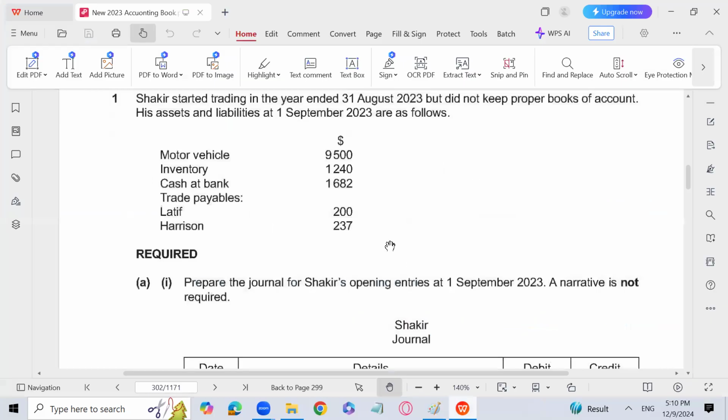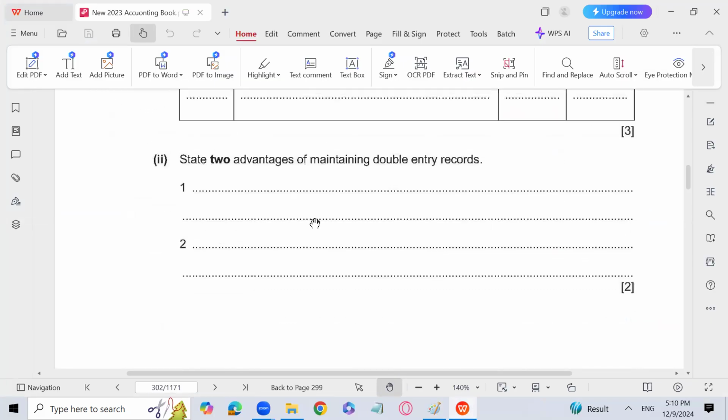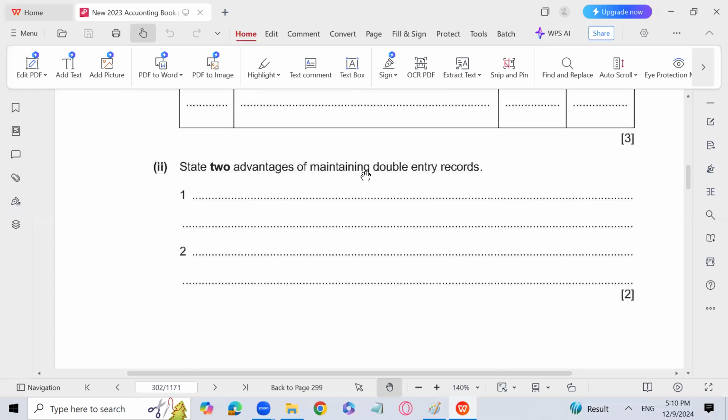It's quite easy. Now, the examiner has asked you to state 2 advantages of maintaining double entry records. We'll be able to find the profit or loss the business has earned during the whole year. We will be able to find the progress of the business. We can evaluate the performance of the business. By maintaining double entry records, we can extract a trial balance and prepare financial statements. Double entry records are used by managers, accountants or owners for the evaluation of the performance of the business.